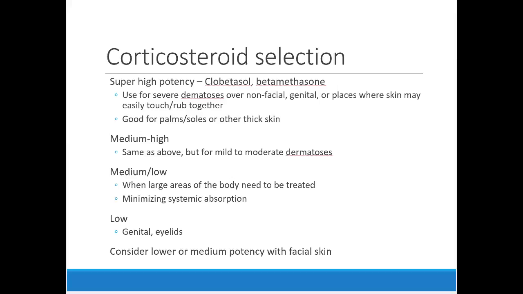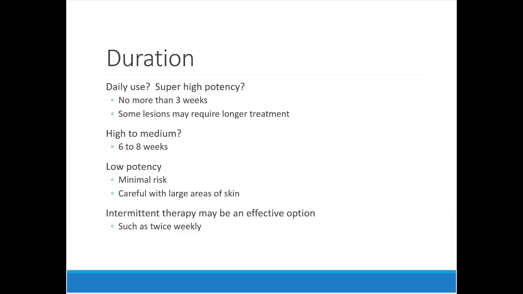And then I just talked about where you might use things. So palms, soles, thick skin, high potency, you can kind of go nuts with it. And you probably aren't going to really even touch systemic circulation in those areas. Medium high for mild to moderate dermatoses. And then large areas of the body. So think about if you have really big surface areas to cover, you really want to be careful. And that's where probably drugs like a triamcinolone would come into play, where you can cover a pretty large surface area and get an effective product, but you aren't exposing somebody to a lot of a super high potency steroid. And then stick to the lower potency items if you're looking at genital or eyelid treatment.